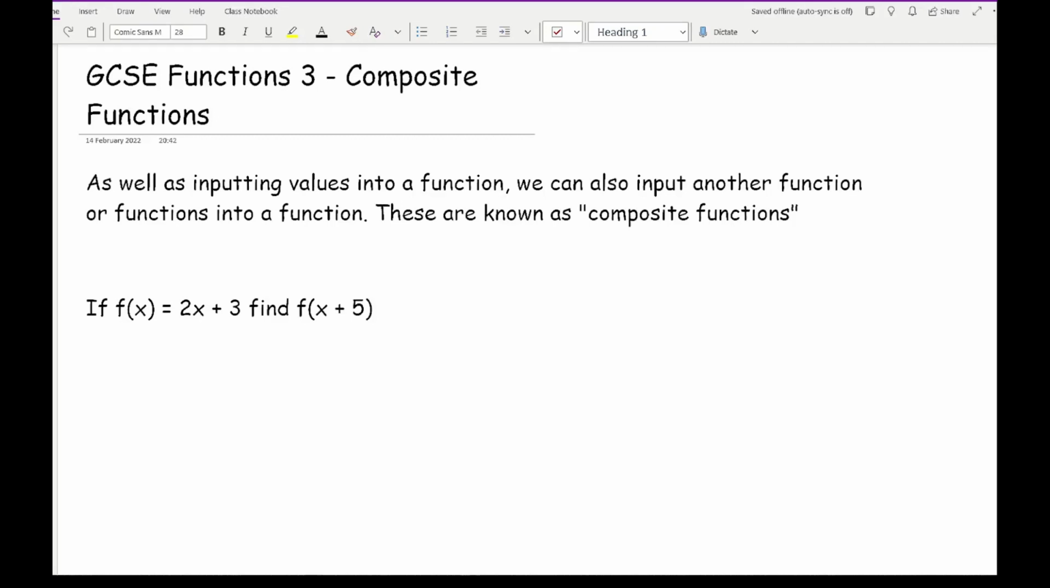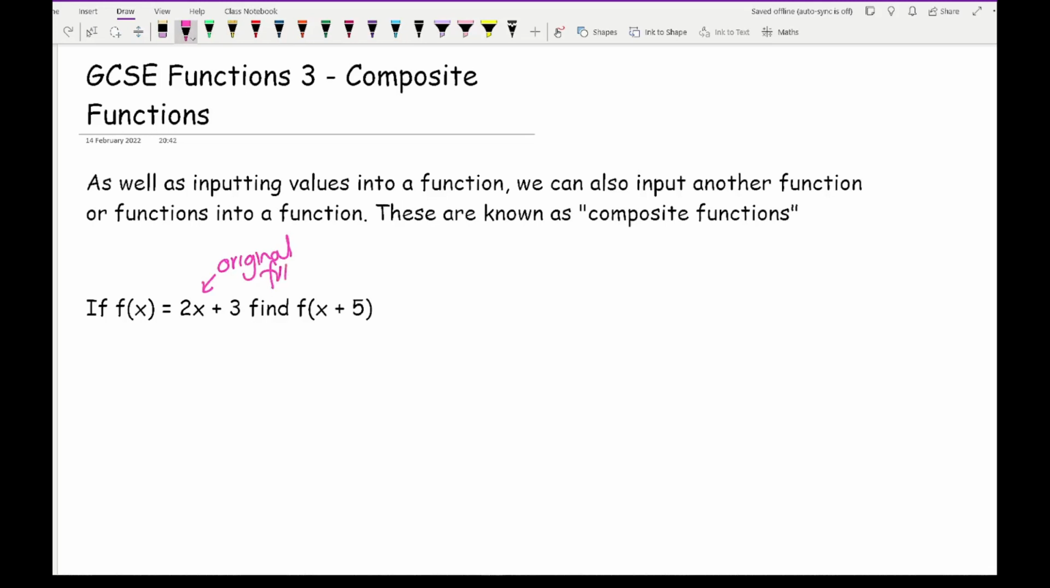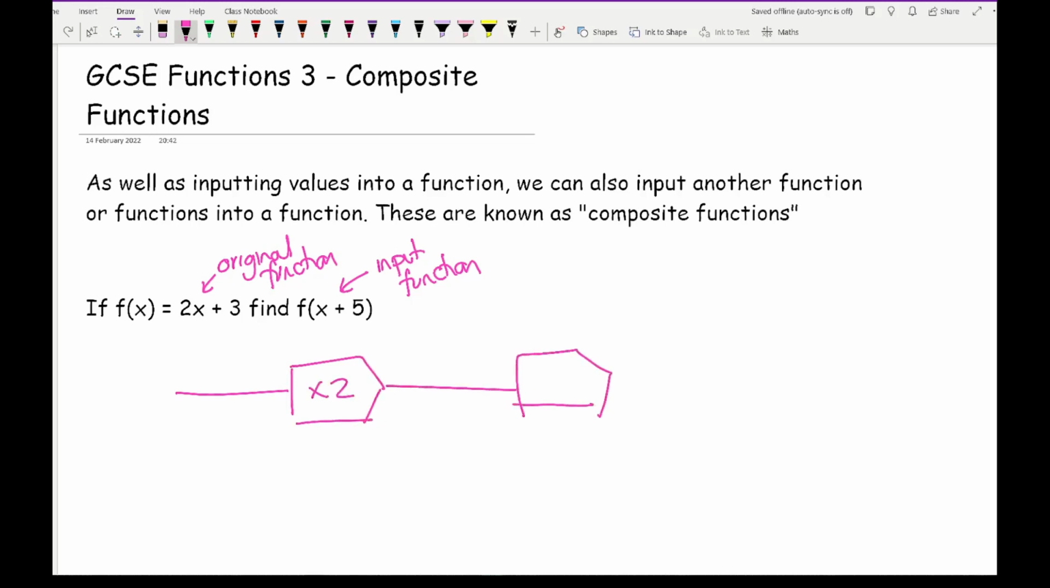Now if we just take the example of f of x equals 2x plus 3 and we want to input x plus 5, so this is our original function, and this is our input function. If I then go about drawing my function machine, for f of x, I'm multiplying by 2, then I'm adding 3. And so here I've got x. Now my input is x plus 5. I'm just going to put that in brackets.